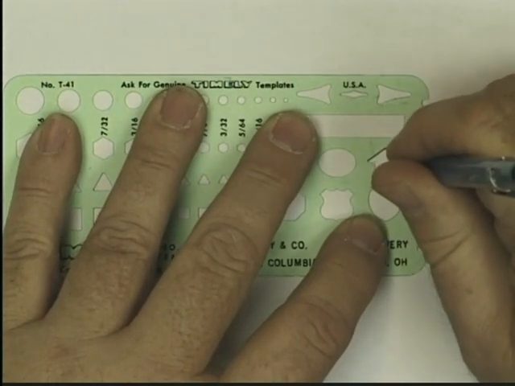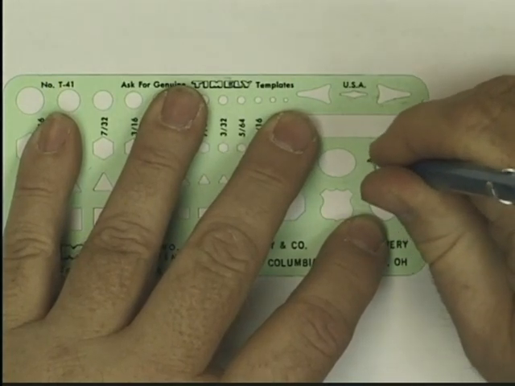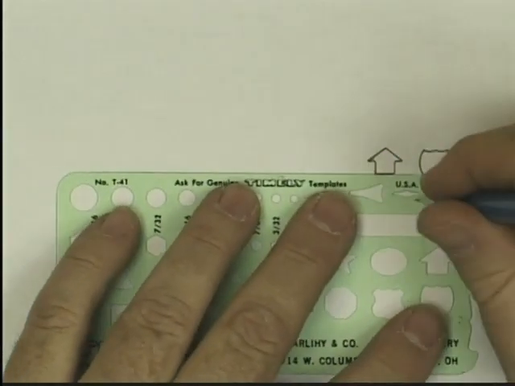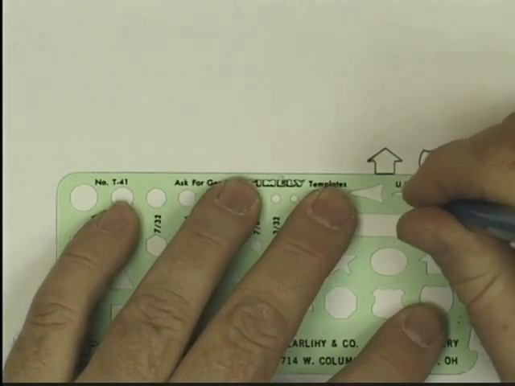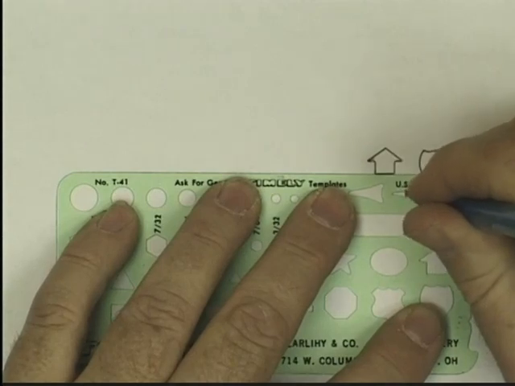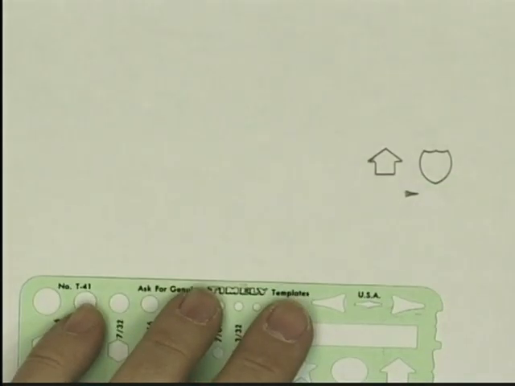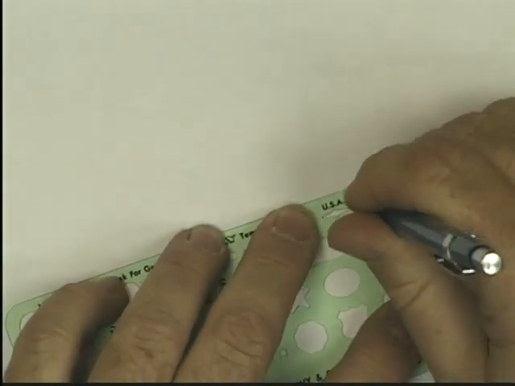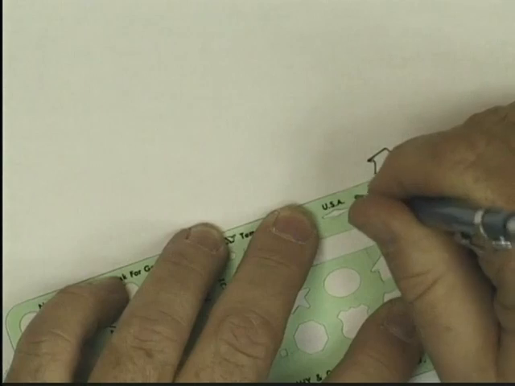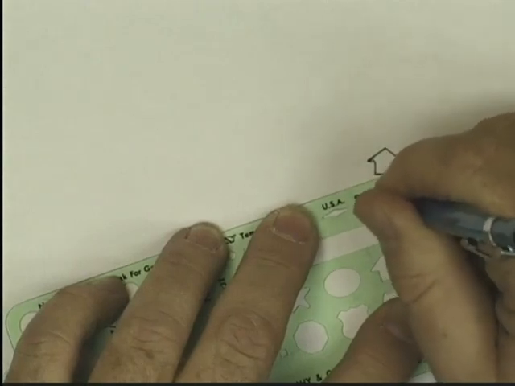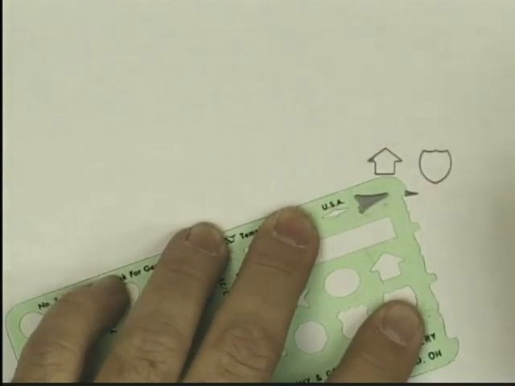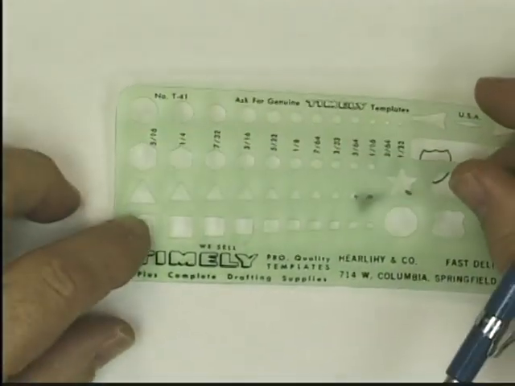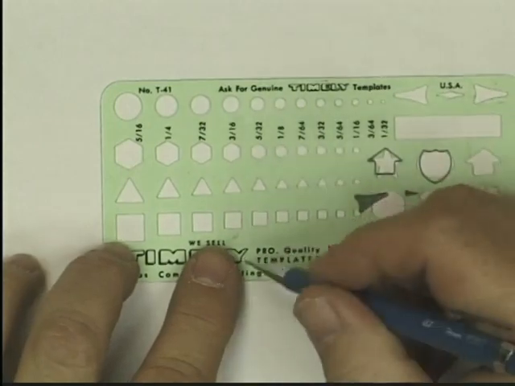This particular template has several different shaped arrows. I can make one like that if I want to make a small arrowhead for dimensioning a drawing, and I might even scribble in the whole gap there. Or if I want to make a larger arrow, I can fill this one in. The nice thing about this is no matter how many times I follow around the cutout here, I get exactly the same shape. You notice that this particular template has standard geometric shapes.